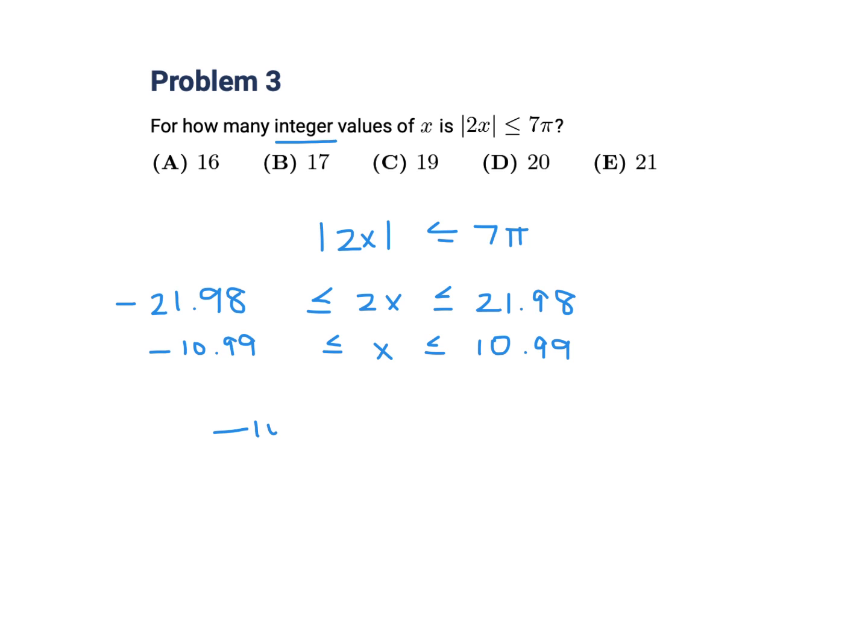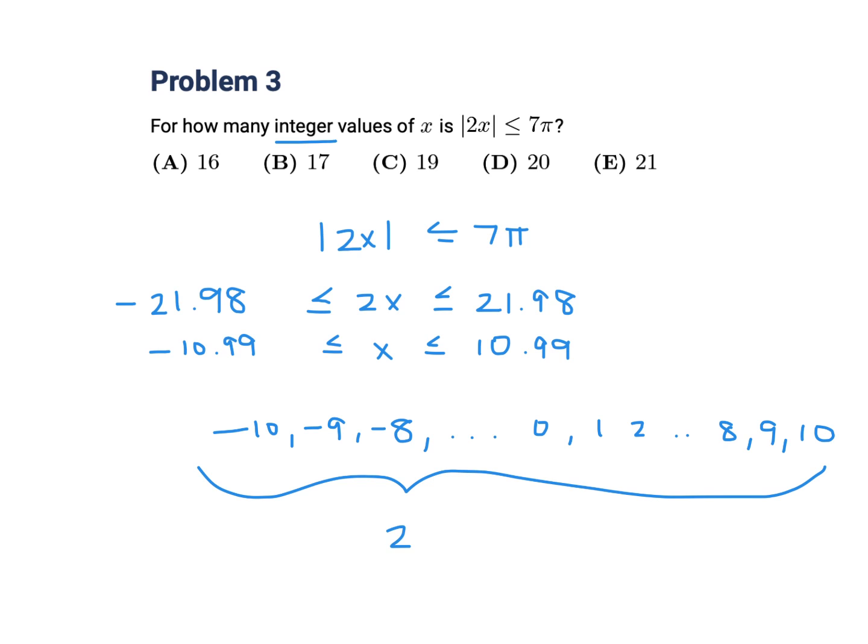So it would be minus 10, minus 9, minus 8, so on, all the way till 0. And then on the other side, you'd have 1, 2, all the way till 8, 9, and 10. And when you add up all these, there's 21 of those integers. And therefore, the answer is E.